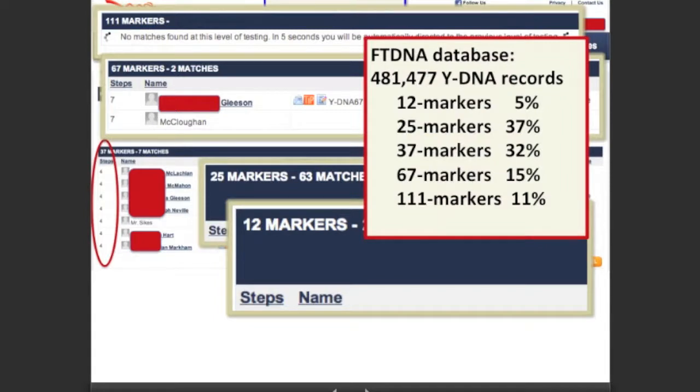So the important thing to remember here is that about 5% of the FTDNA database is tested only to 12 markers, and only about 11% have tested up to 111. But quite a few people have tested at least 37 markers. If you add that up, it's around about 58% of people have tested to at least 37 markers, if not 67 or 111. How many markers do they require to have you up for a crime?